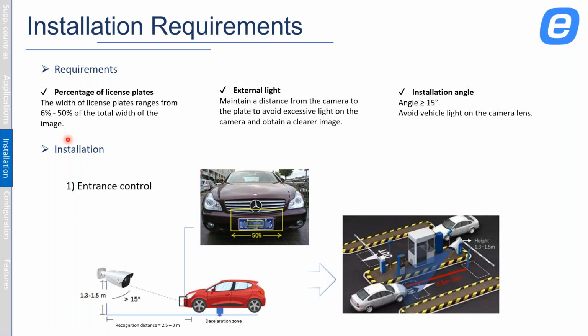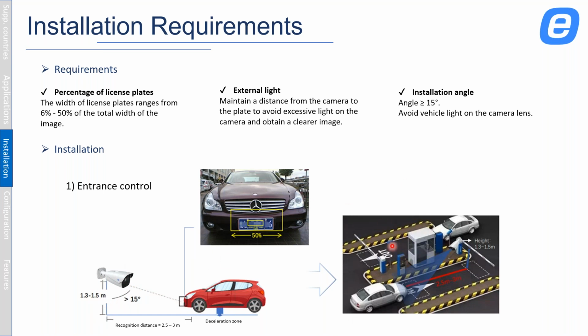So on here you would see a typical installation. Entrance control, you would see the license plate 50% maximum, the outer rectangle here, and the minimum, which is the 6% on the license plate itself. The recognition distance will be around 2.5 to 3 meters, which is here. And then the height will be around 1.3 to 1.5 meters, and the angle will be around 15 degrees.